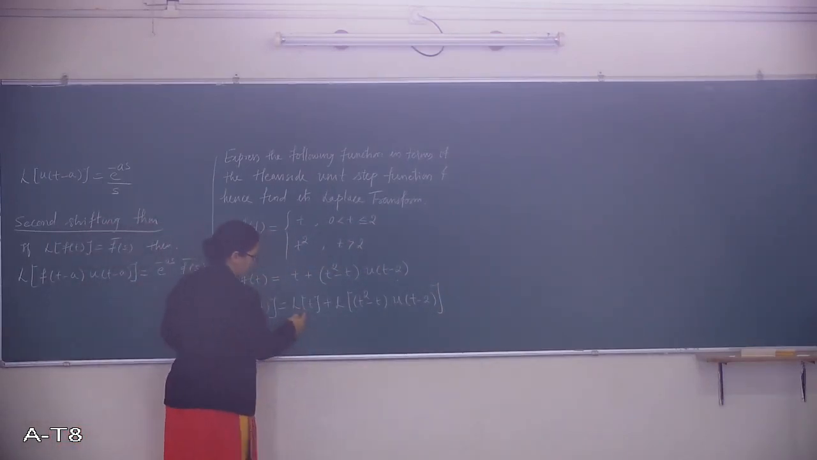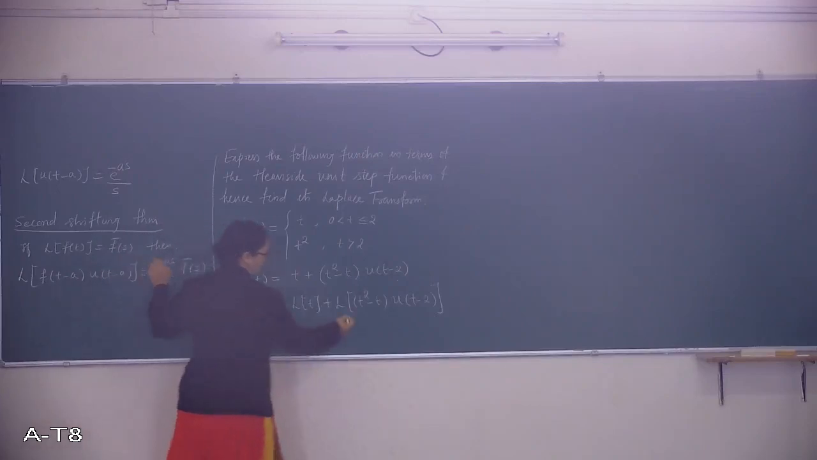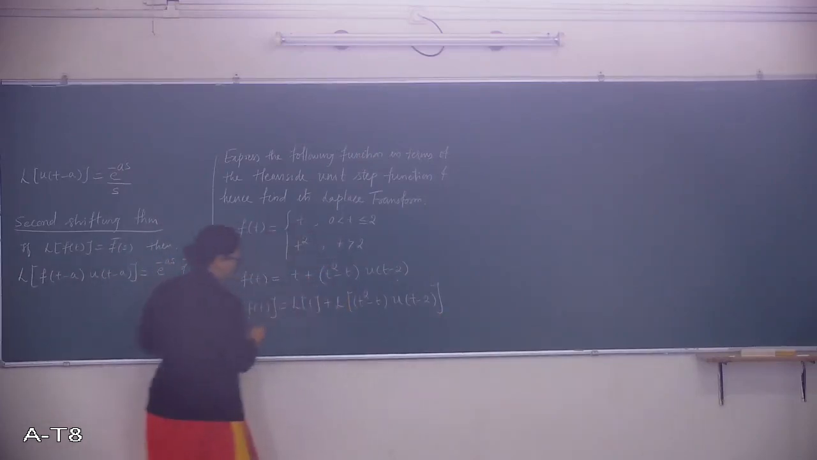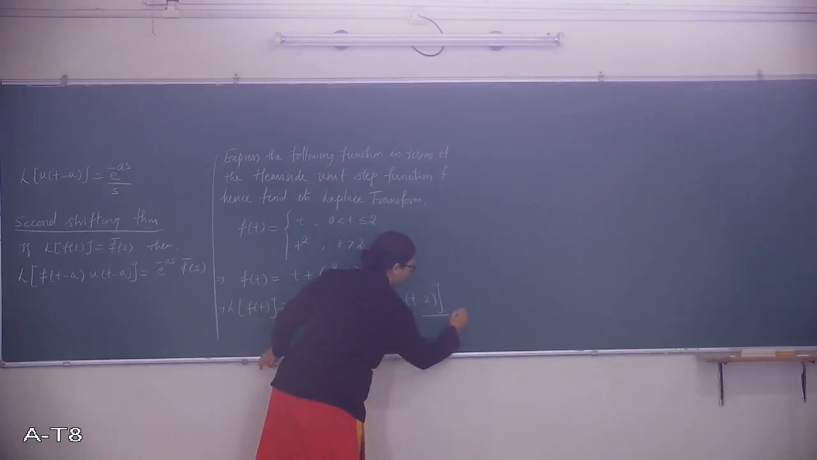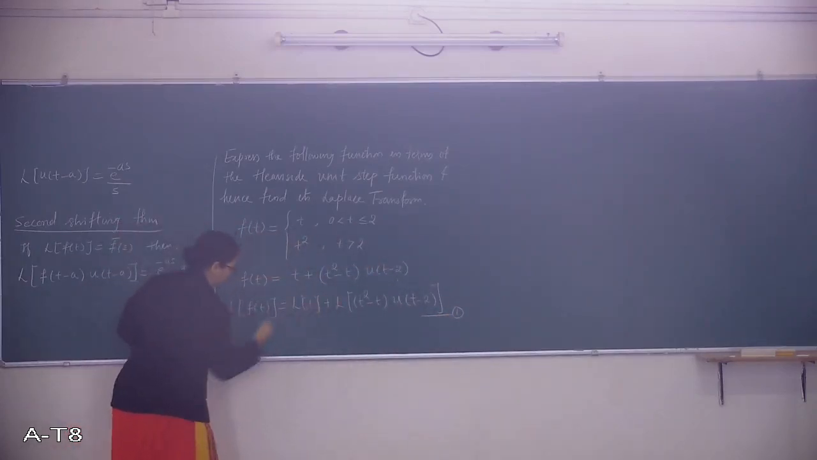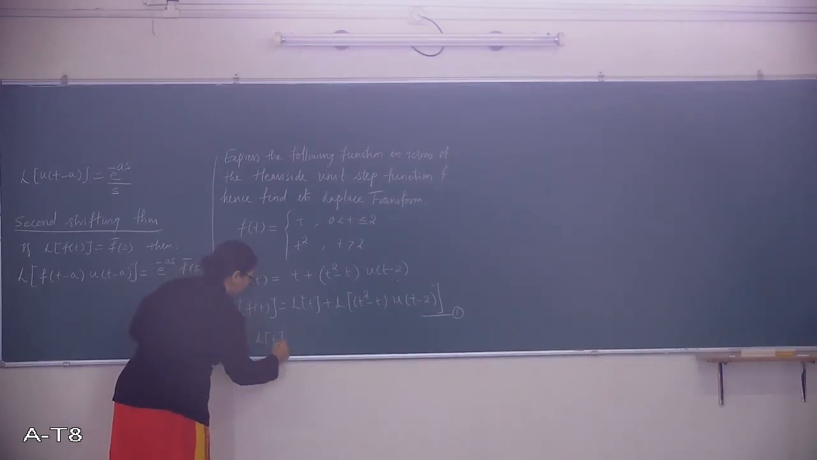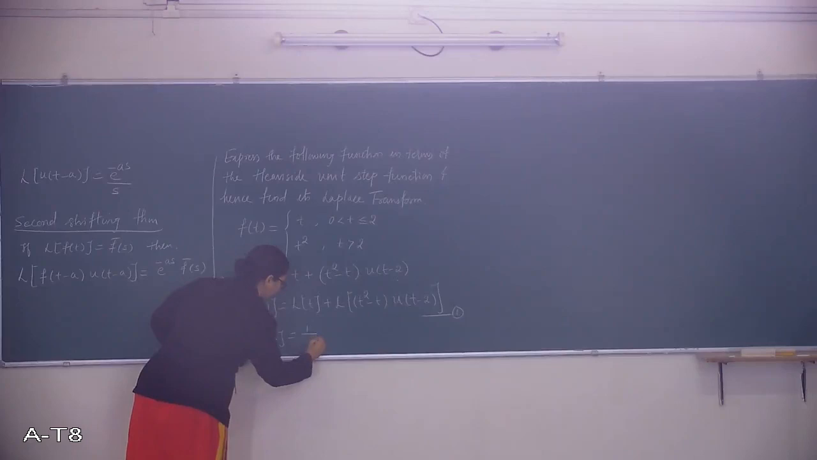Now here Laplace transform of t, you already know it is 1 upon s square. Okay, now here for this we have to go for second shifting theorem to find out Laplace transform of second function. Okay, so I call this as 1. Now here Laplace transform of t is equals to 1 upon s square, right?